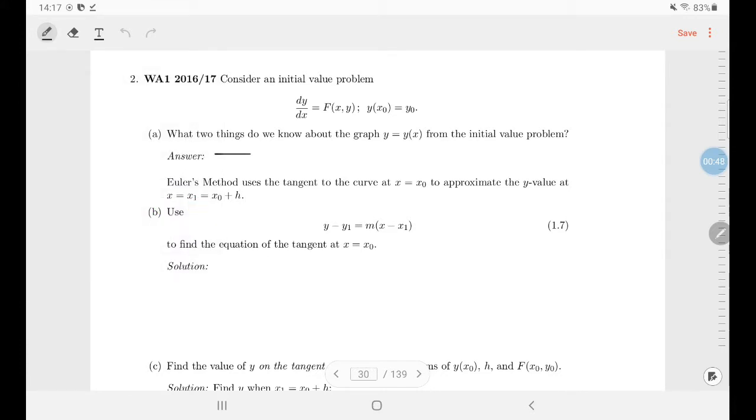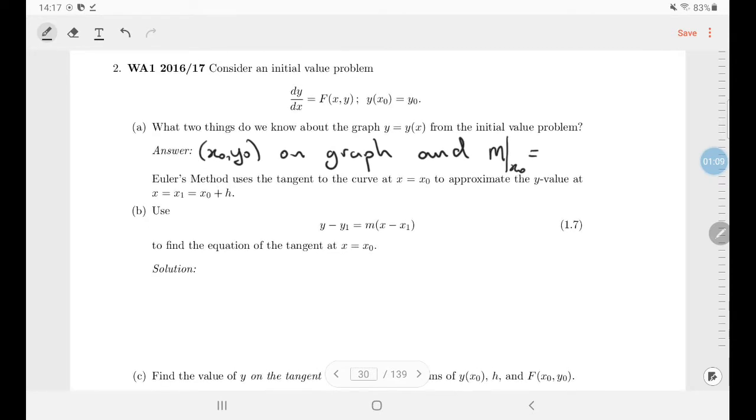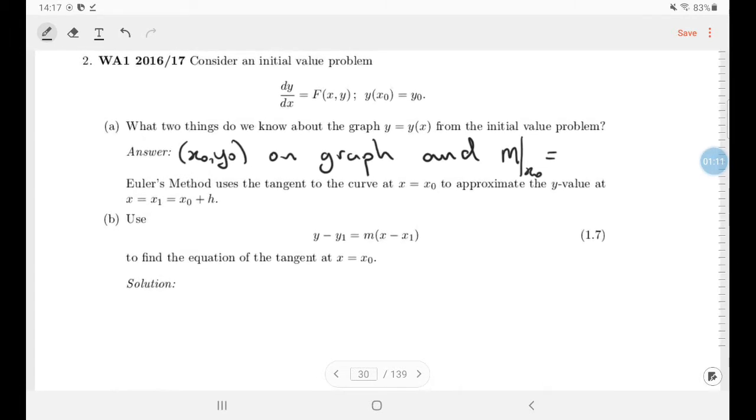So from the graph, we know that x0, y0 is on the graph, and the slope there, now I'm going to write m for the slope at x0. So this big F of x, y gives you the slope at any point. So we're interested in x0, y0. So if we plug in x0, y0, we know that. So the differential equation gives us two pieces of information.